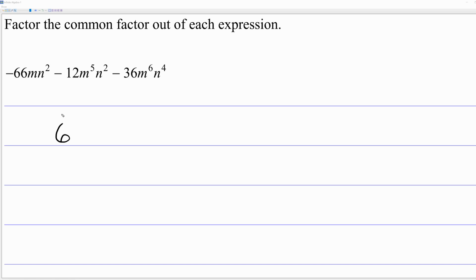Now let's look at the m's. We have 1 m, 5 m's, 6 m's. So the most they have in common is this 1 m. And now for the n's, we have 2, 2, and 4. So the most that they have in common is 2. So we're going to take out this GCF by division. You can think about it that way. Like I said, factoring and division, they're not quite the same thing, but close enough.